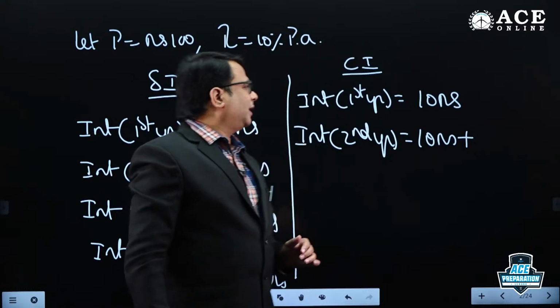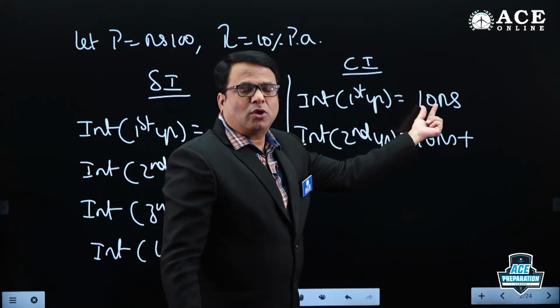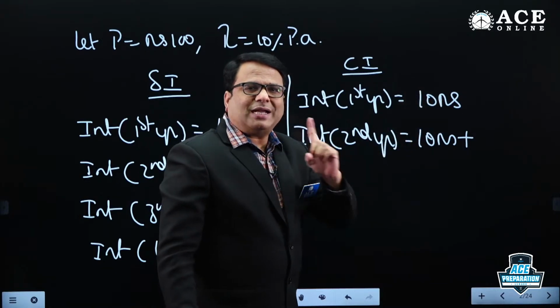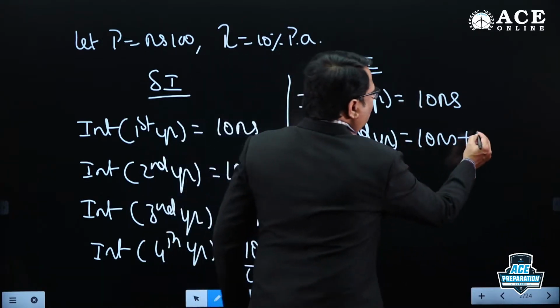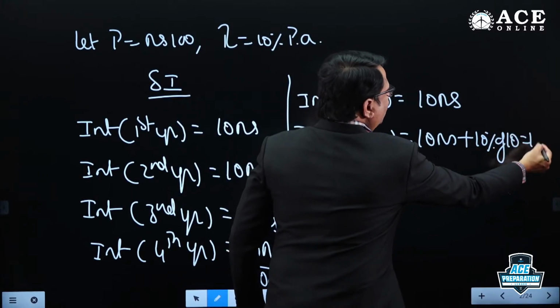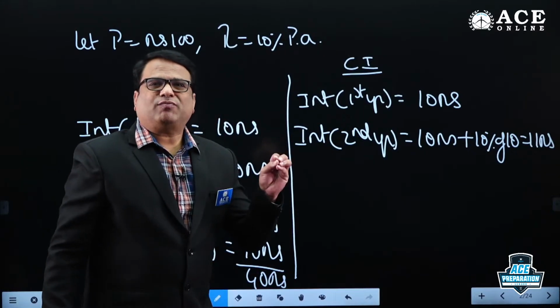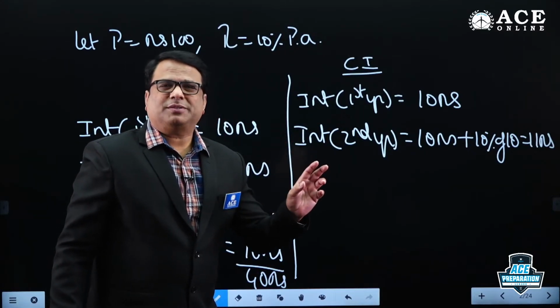Okay, so what I do here, in first year, I got an interest of 10 rupees. On this 10 rupees also, I charge 10%. So plus 10% of 10. So totally how many rupees? 11 rupees. Then I say interest for second year is 11 rupees.